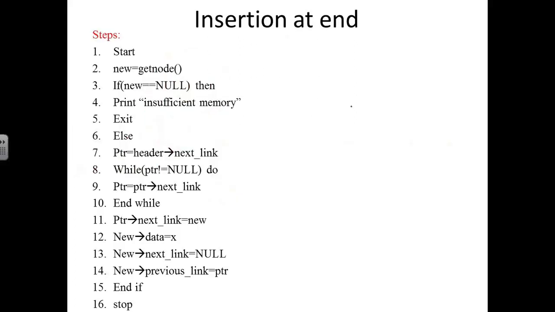Now let us move to insertion at end. If I want to insert a node at the last position, here also, as I told you, the first 5 steps are common. First we need to create the new node using the get node method, and we need to check whether we have sufficient memory. Then what is the usual step? Create a pointer variable. Put the value of the header's next link into the pointer variable.